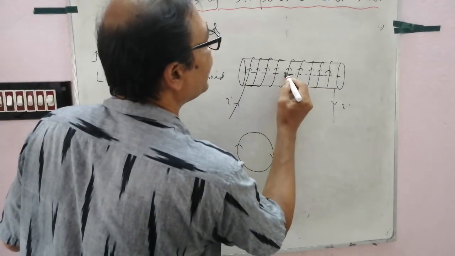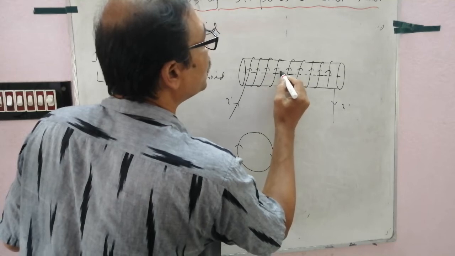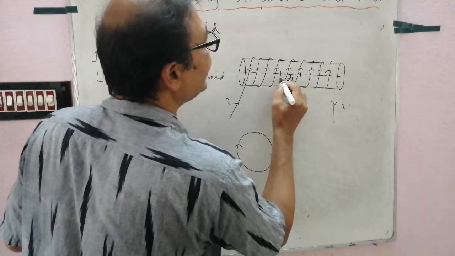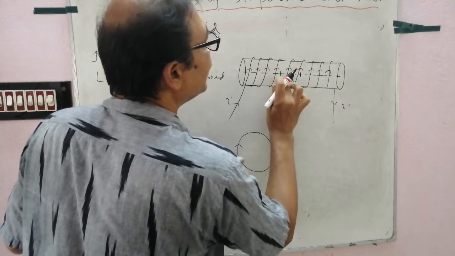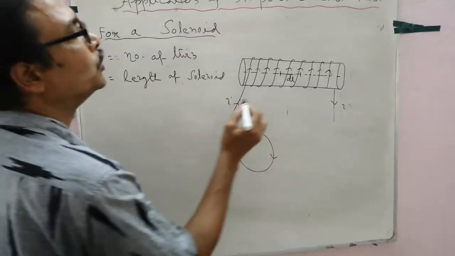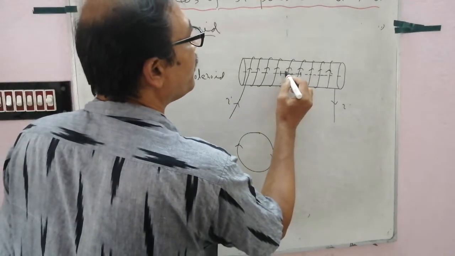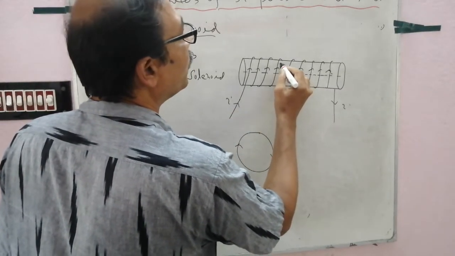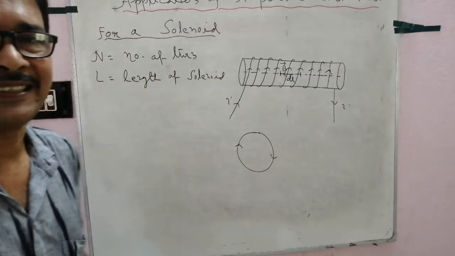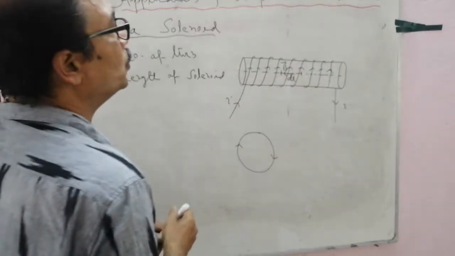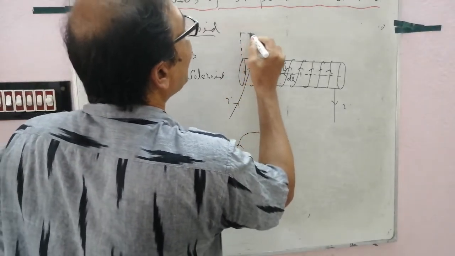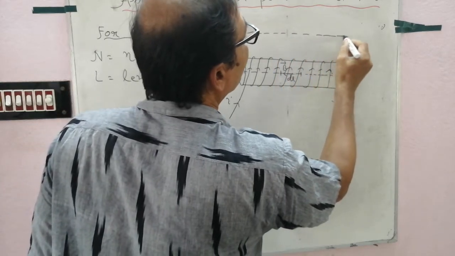Suppose the magnetic field here, a small portion dl, that is dl and PQ. The direction of B is also in this way. Follow? B and dl are in the same direction, that is tangential. We consider a closed loop. This is the Ampere loop.